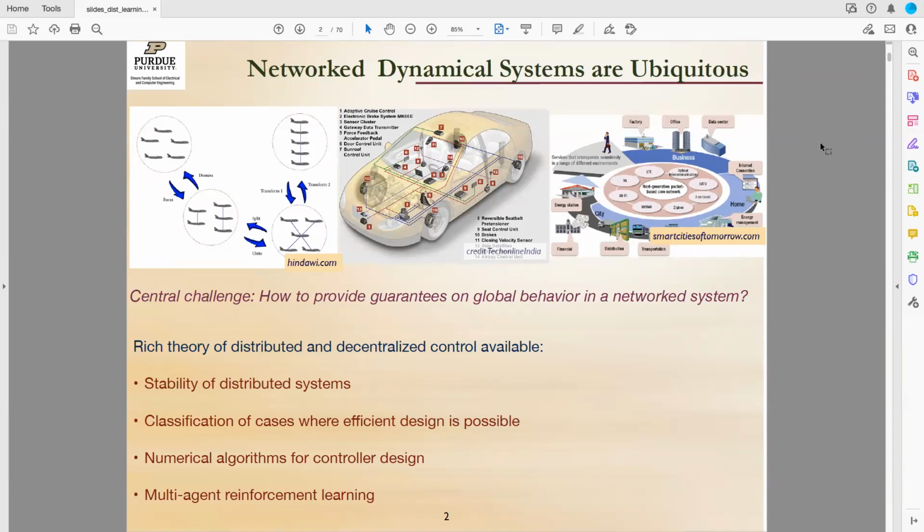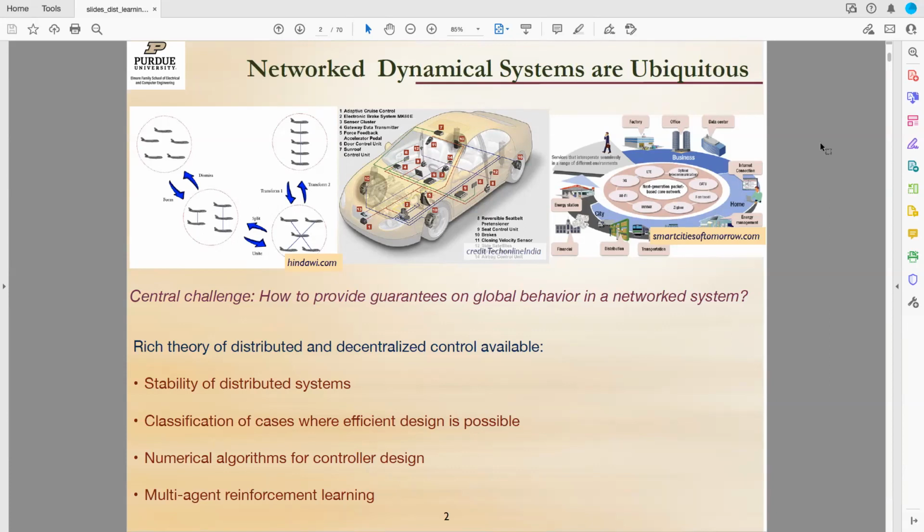As I said, people have looked at it for at least 40 or 50 years in our community, and a very rich theory of distributed control is available. People know how to characterize stability of linear distributed systems, which goes back to the 70s and 80s, decentralized fixed modes and all that. Classification of cases where efficient control design is possible, notions like quadratic invariance and partially nested structures, again, have a long history and ongoing work.